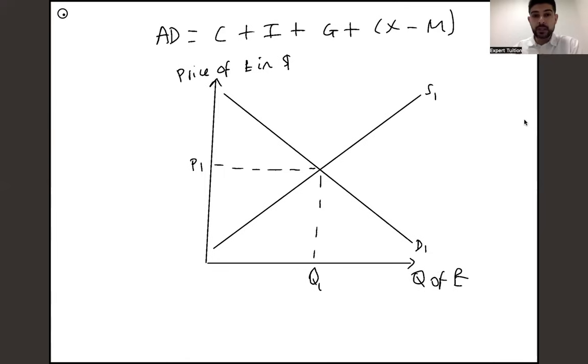Investors from around the world decide, you know what? It's more attractive to leave my money in British bank accounts because the rate of return is higher. How do they do that? Well, they will be selling their euros. They will be selling their whatever currency, let's say like dollars, and they would be buying pounds.